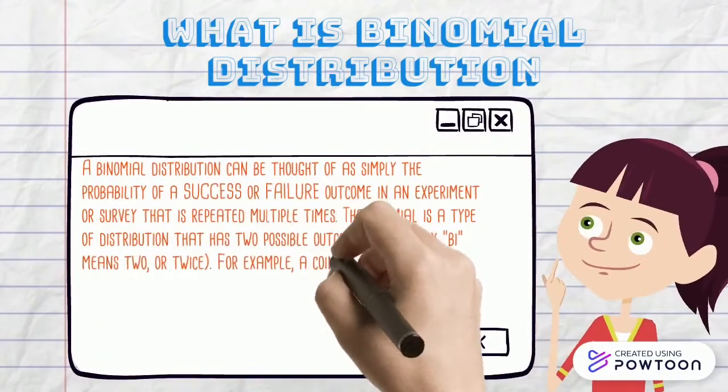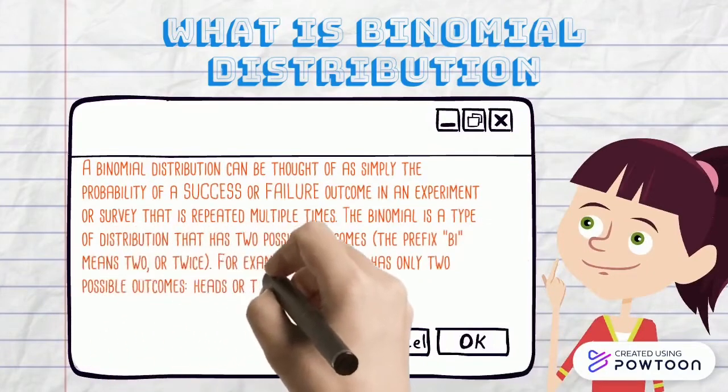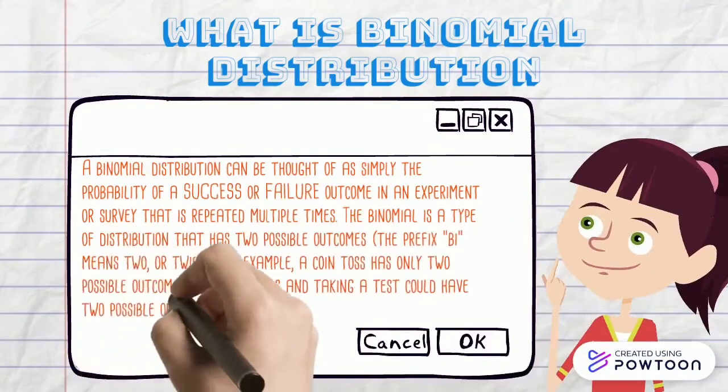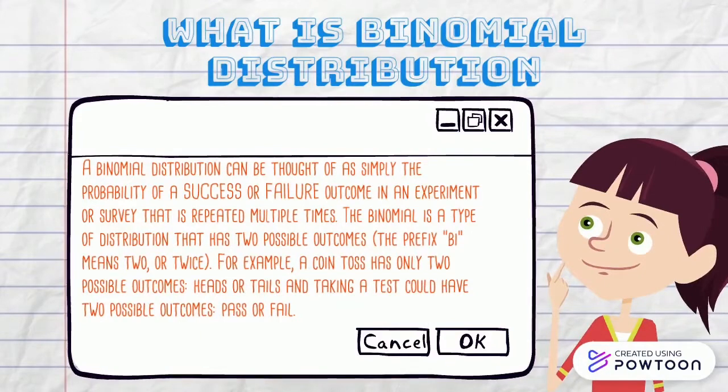The prefix bi means two or twice. For example, a coin toss has only two possible outcomes, heads or tails. Taking tests could have two possible outcomes, pass or fail.